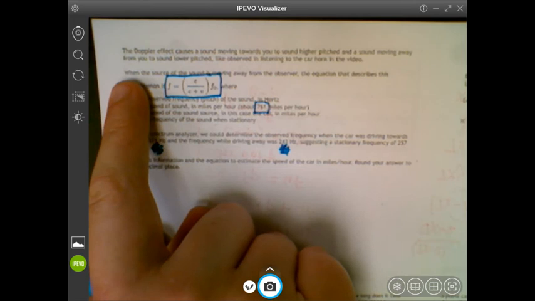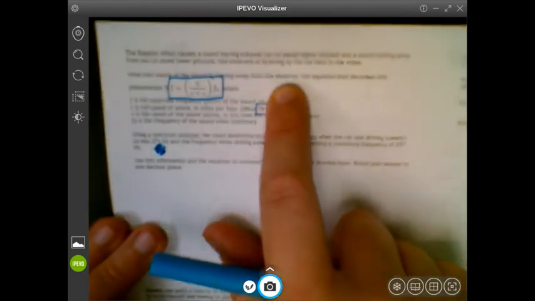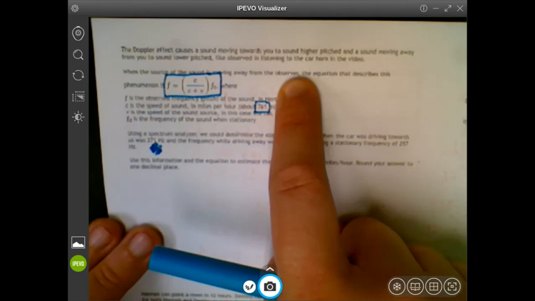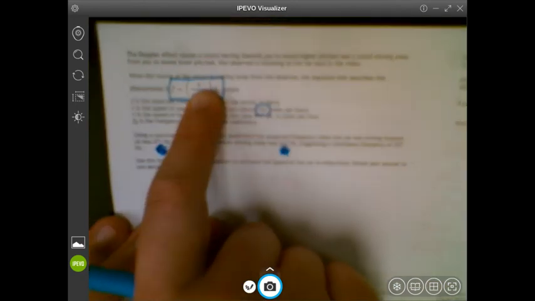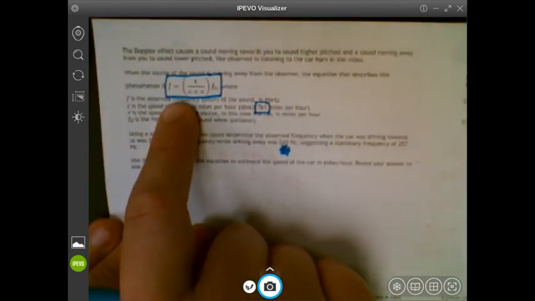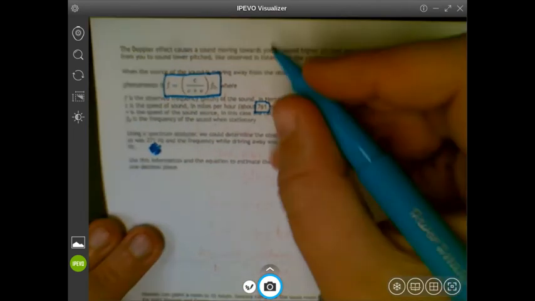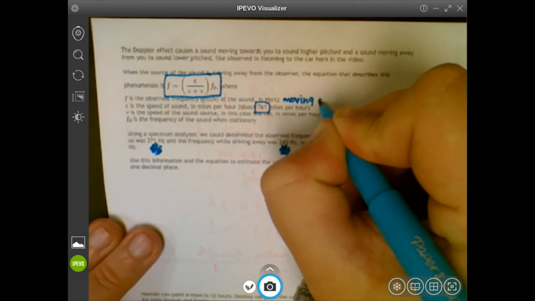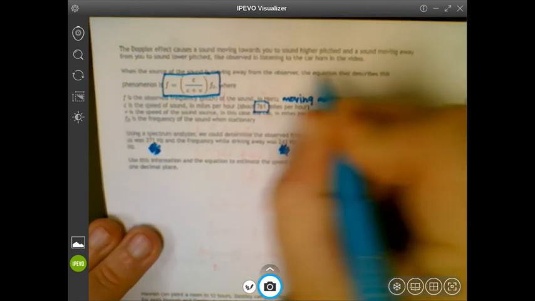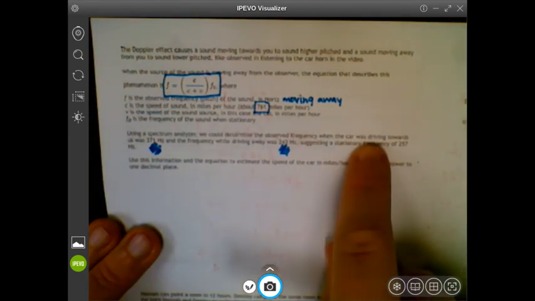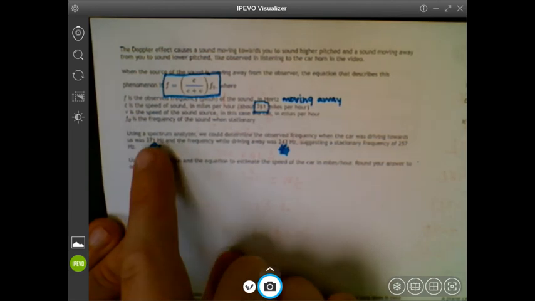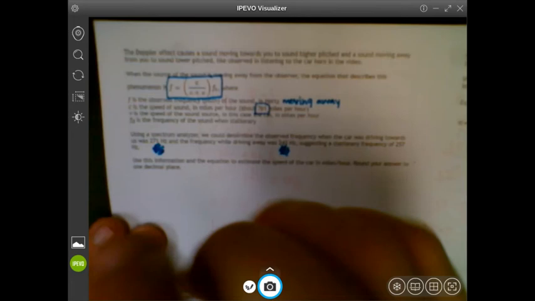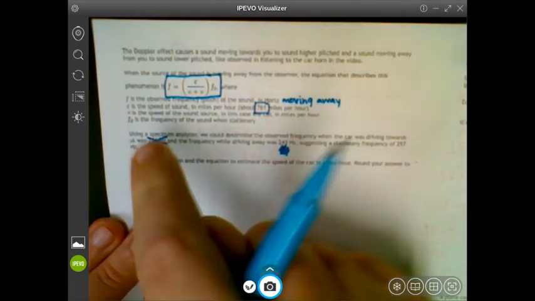So it says the source of the sound moving away from the observer. So this is the moving away from the observer is F equals, right? So F is the observed frequency of the sound in hertz, but this is the moving away portion. And we get that from this sentence up here. So it says the car is driving towards us at this hertz, and none of this has anything to do with moving towards. So we're actually not going to use that number at all.